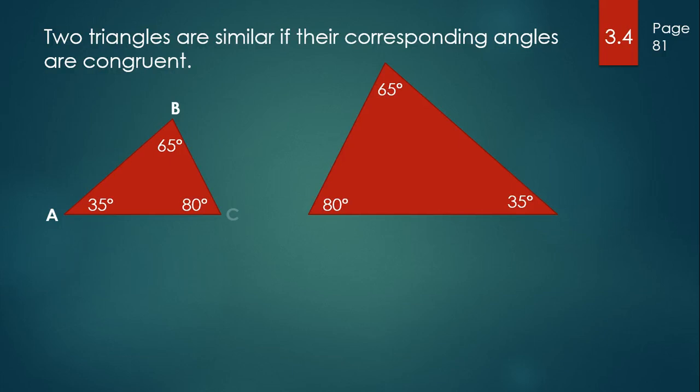Now, if we label the vertices of the triangles, we'll be able to give them names. And we can also write a similarity statement which says that not only the two triangles are similar, but it also states which parts are congruent. So the triangle on the left we can call triangle ABC. The symbol we use for similar is kind of a squiggle, kind of a tilde. And we would say that triangle ABC is similar to triangle FED.